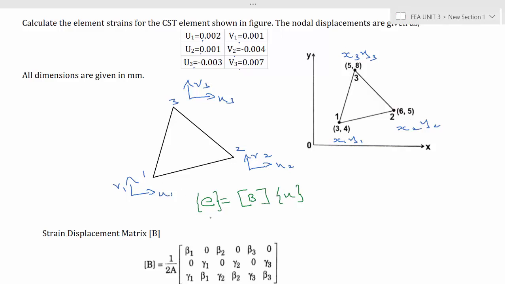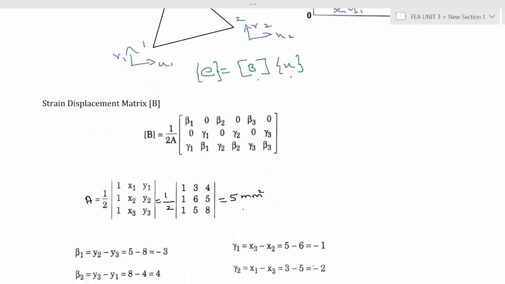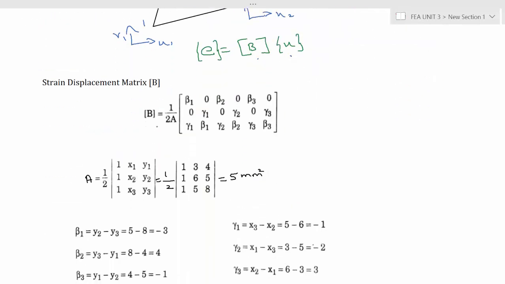The equation for calculating strain is E is equal to B matrix times your U vector. Okay, so we know the U vector value. So once if you calculate the value of B, then you can calculate the element strain. Okay, so first we'll calculate the B matrix. So the equation for B matrix is 1 by 2a, beta 1 0, beta 2 0, beta 3 0, then 0, gamma 1, 0, gamma 2, 0, gamma 3, then gamma 1, beta 1, gamma 2, beta 2, gamma 3, beta 3. And we know the equation for area is A is equal to 1 by 2, determinant of 1 x1 y1, 1 x2 y2, 1 x3 y3.